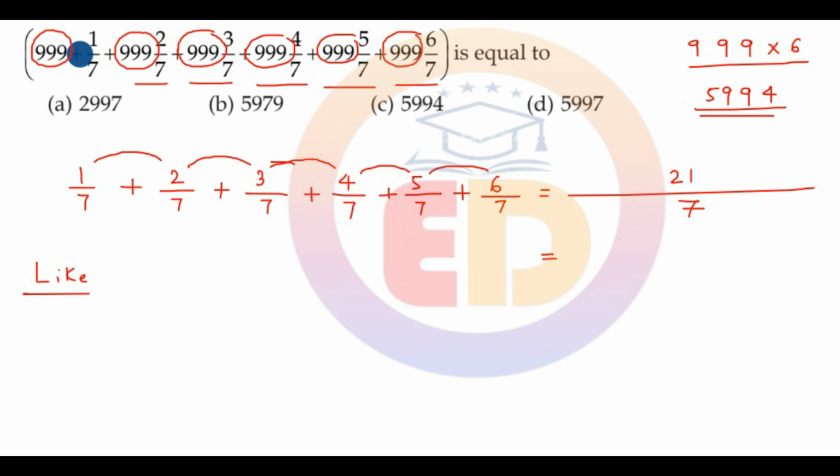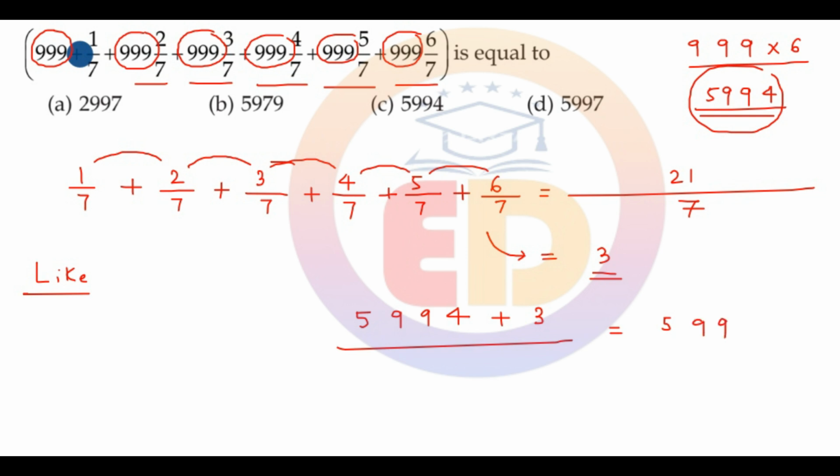And remember, we can simplify. We can divide 21 by 7. I get 3. So adding all the fractions, I get 3. And remember, the whole number value is 5994, which will now get added to the 3. 5994 plus 3. My answer is 5997.